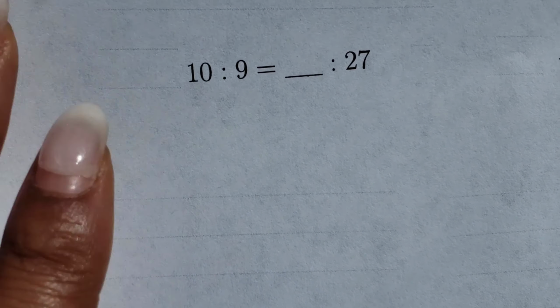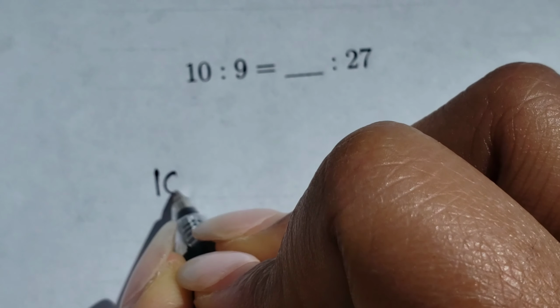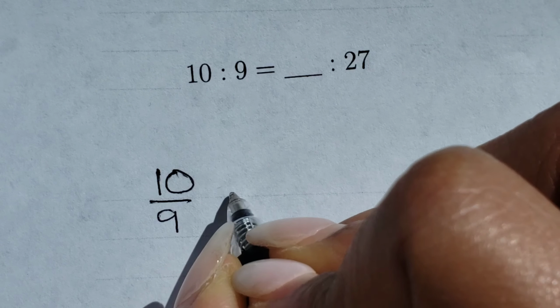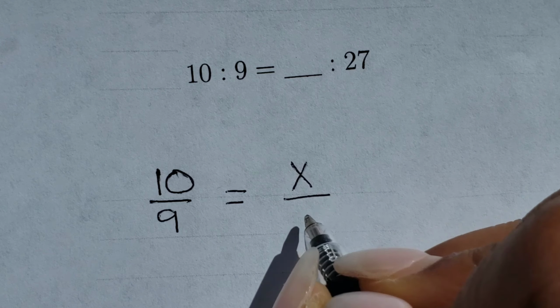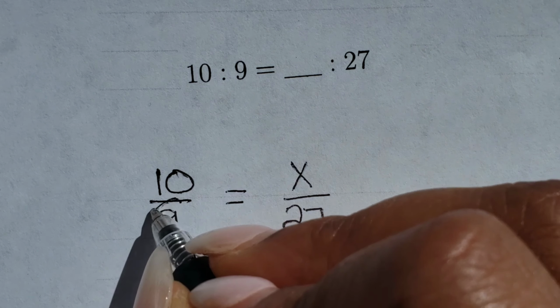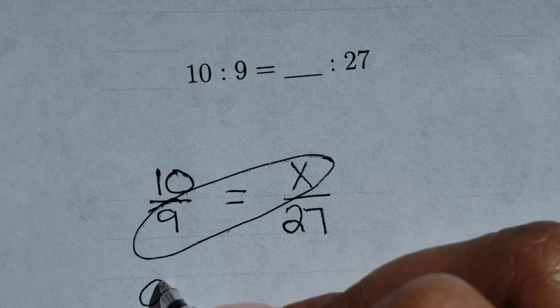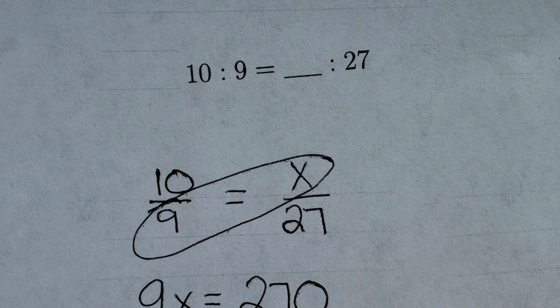All right, let's jump into this one. 10 to 9 equals blank to 27. So I'm going to do my first fraction, which is going to be 10 over 9 equals, and then my blank is going to be x over 27. From there, I'm going to cross multiply. 9 times x is going to give me 9x. Okay? And then 10 times 27 is going to give me 270.